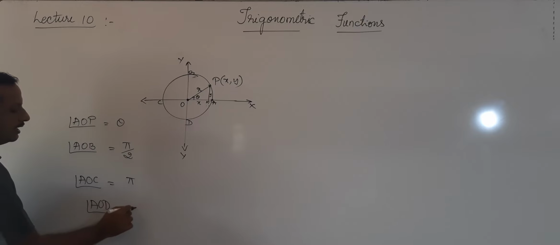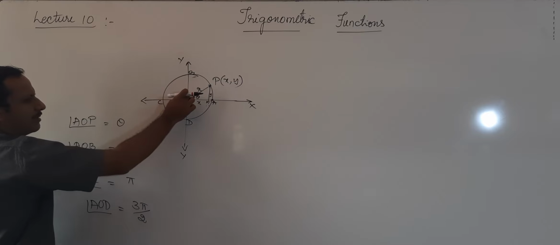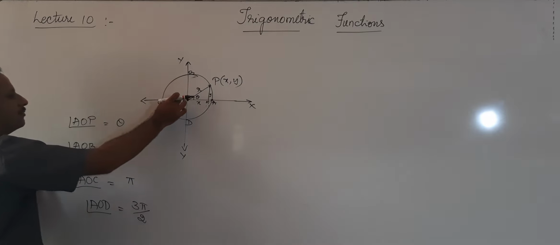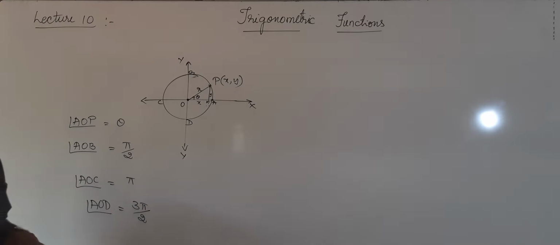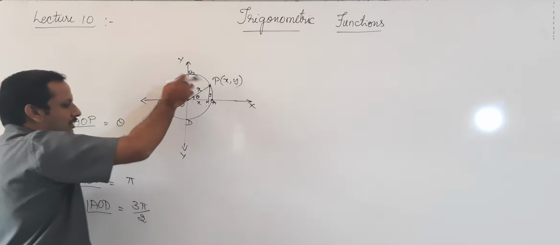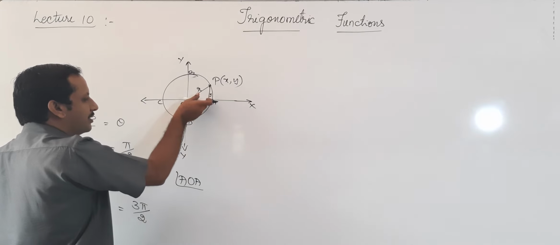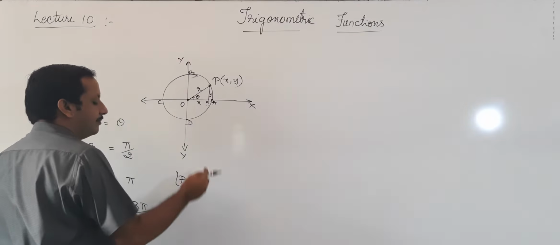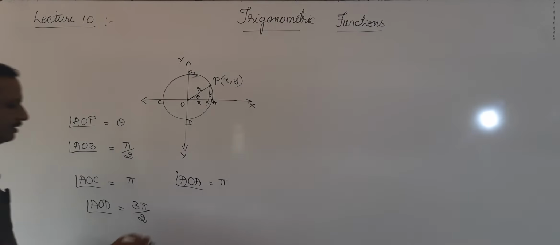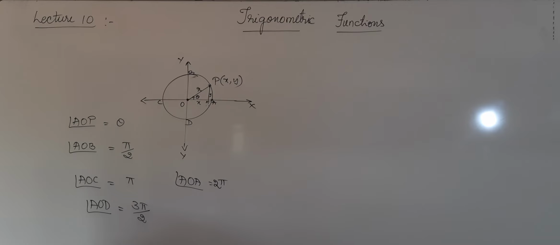Angle AOD is equal to 3 pi by 2 radians. From here to here is pi by 2, from here to here another pi by 2. Pi by 2 plus pi by 2 gives you pi, and from there another pi by 2. Pi plus pi by 2 gives you 3 pi by 2, 270 degrees. Then for a total full circle, if I come back to the original position, AOA, from here I cover one full circle and come back to the original position. That angle is 2 pi, total angle 360 degrees or 2 pi radians.